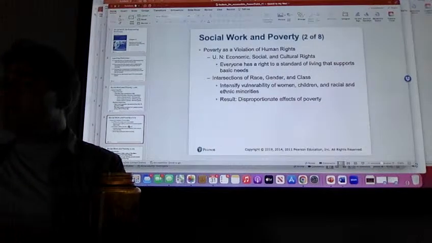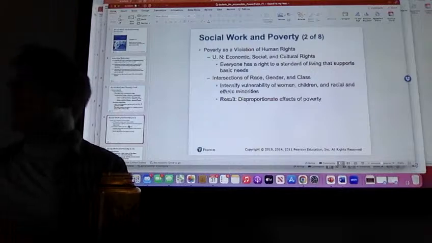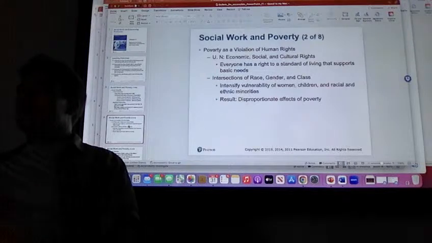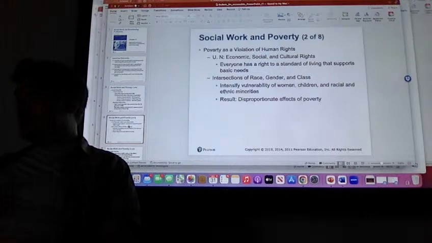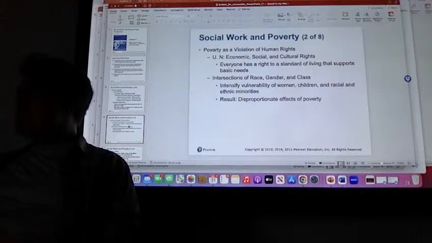So poverty is a violation of human rights. UN economic, social, and cultural rights: everyone has a right to a standard of living that supports basic needs. So what do you guys think the basic needs are? If you are to live, I don't want to say comfortable, but survive living, what do you need? What are your basic standards? Shelter, clothes. Yes. And that's getting expensive as hell too.